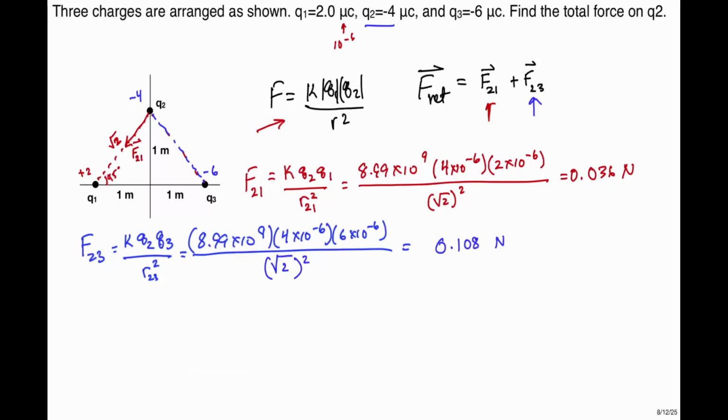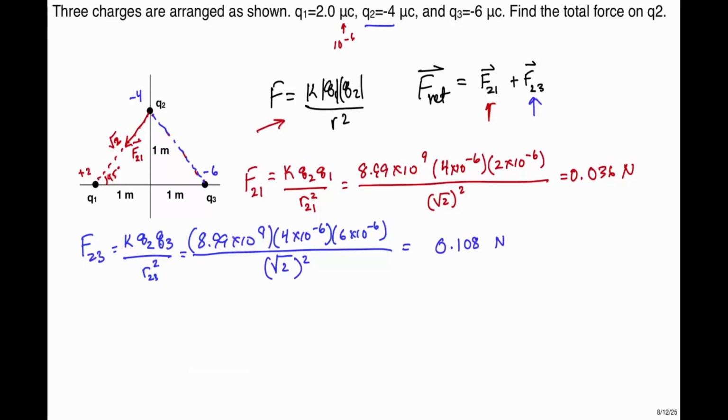Now, don't draw this, but is there a force up here that's equal and opposite? Yes, but we're not calculating the force on charge 1, right? We're only calculating the force on charge 2. Don't do more work than you have to, okay? Okay, so that's F21. F23, they're both negative.